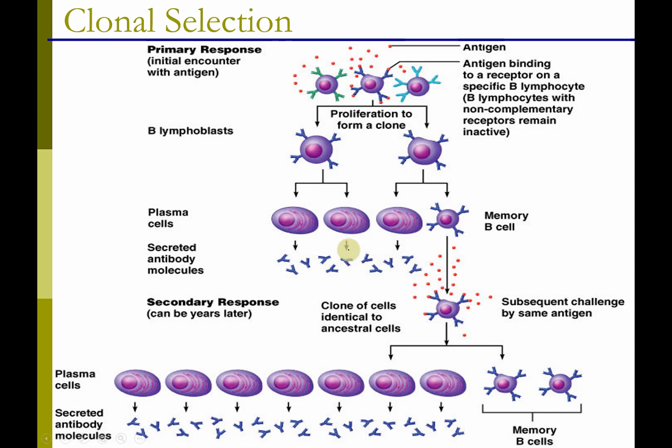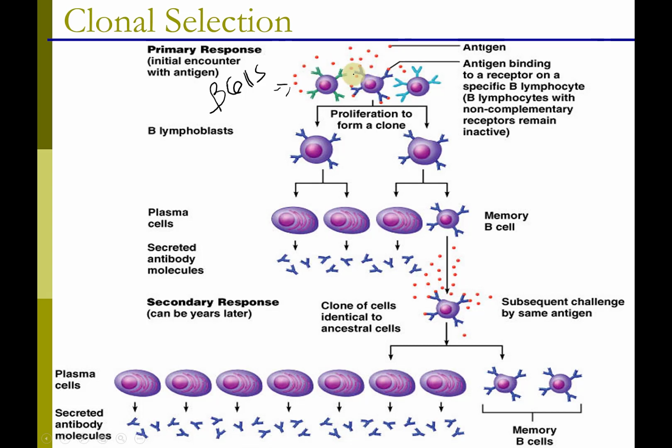So at the top, you'll notice it says primary response. This is the first time someone is exposed to a pathogen. Here, you'll see 3 B cells. These are supposed to be B cells up here, and you'll notice they have different colored receptors. This one has green receptors. Maybe this receptor is for an antigen on the chickenpox virus.